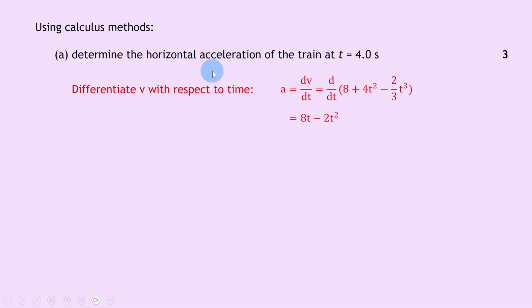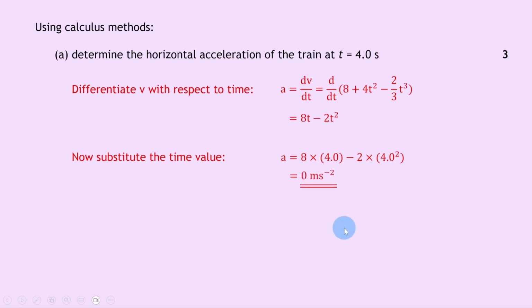And remember, we want to find the horizontal acceleration at this given time, so we want to now substitute the time value. So we have a equals 8 times 4.0 minus 2 times 4.0 squared. And you can do that either in your calculator or in your head. So we have 8 times 4, that's 32, minus 2 times 4 squared. So 4 squared is 16, and 2 times 16 is 32. So we have 32 take away 32, which would give us 0 meters per second squared.